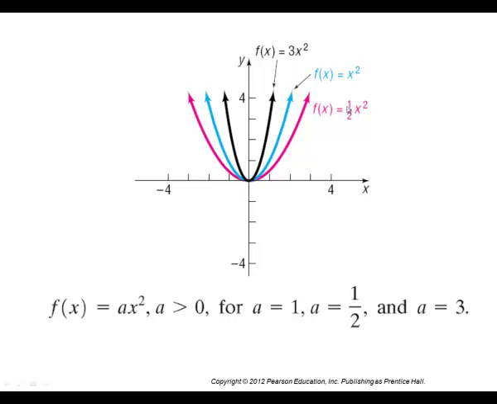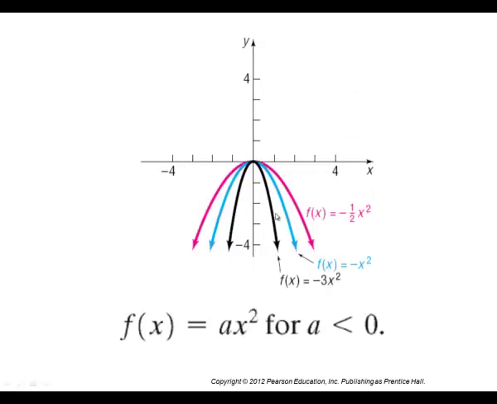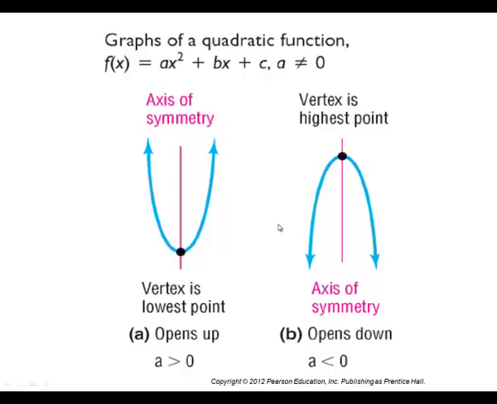And here we have a fraction, 1/2 x squared. When x is 1 now, we get y is 1/2. And so it compresses. You get that vertical compression, where it compresses down on that axis. And here we have a negative, so it opens down. The axis of symmetry is like a mirror, and it splits the parabola in half.